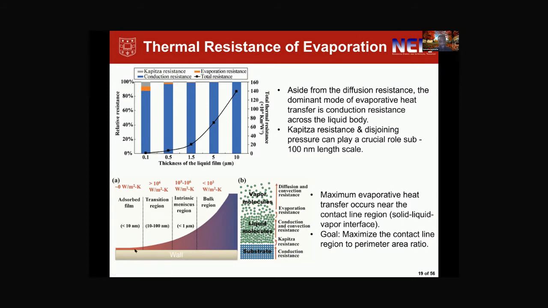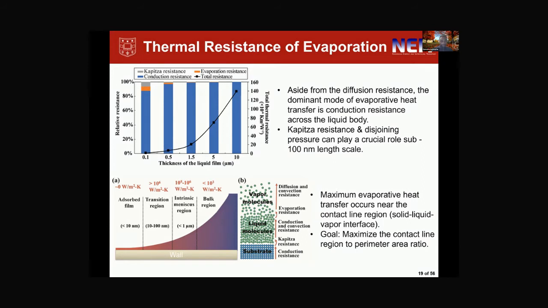All right, so you don't get a very large contribution of evaporation, at least for length scales larger than 100 nanometers. There's been a lot of great work that shows that in the adsorbed film for sub-100 nanometers, you can get a significant percentage of evaporation. But for the micron scale, what I'm looking at today, the adsorbed film typically has a smaller contribution to evaporative heat transfer. And so then you have this transition region and intrinsic meniscus region, which typically contribute a very large percentage of the total evaporative heat transfer, and therefore they typically have very high heat transfer coefficients.